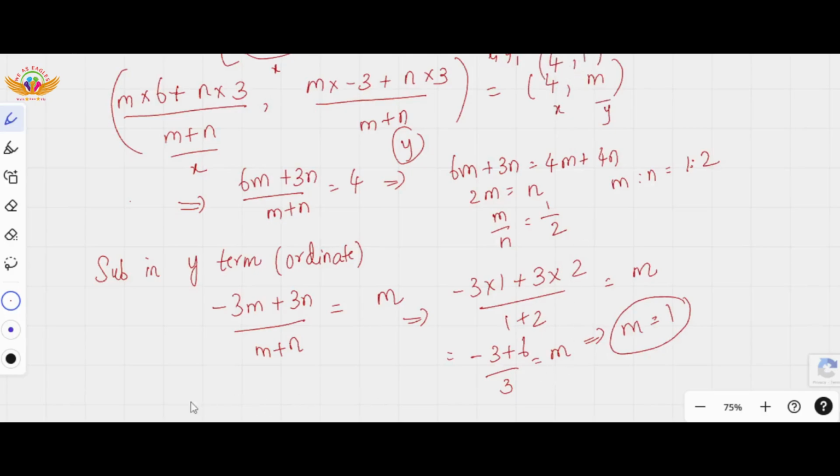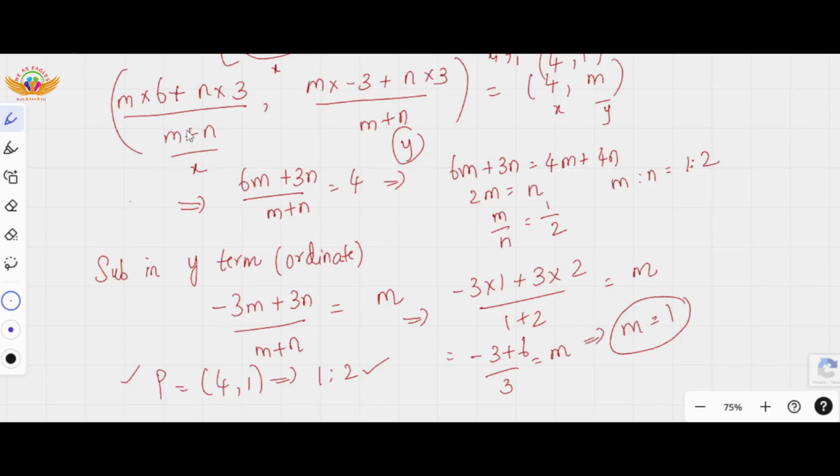So the point P is equal to 4 comma 1, which is dividing the entire line segment in the ratio 1 is to 2. We found the ratio, we also found the point just by the same section formula, equating each coordinate to its own.